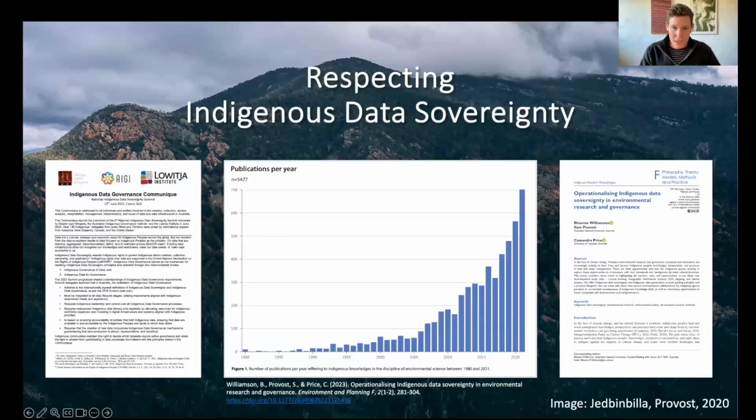And I would also suggest heading over to the Mayamnari Wingara website to look at the recent Indigenous Data Governance Communique, which was agreed to by more than 150 Indigenous people at a symposium in Cairns earlier this year.